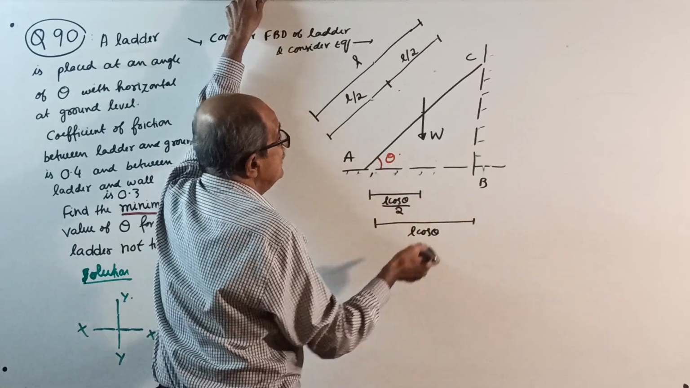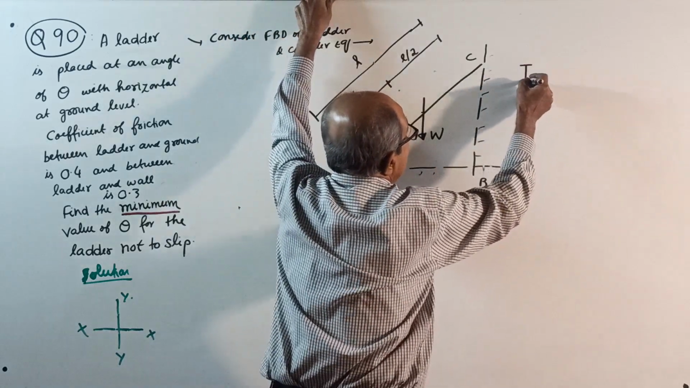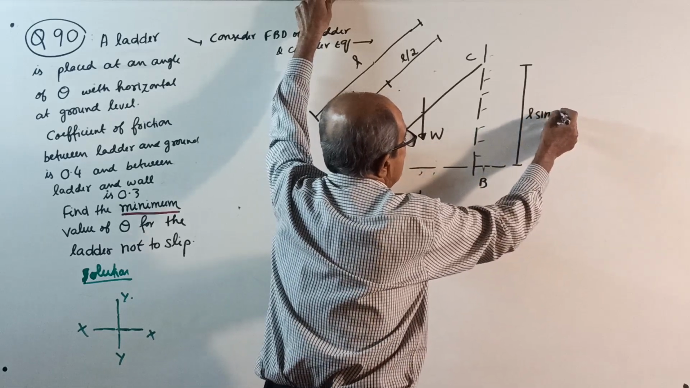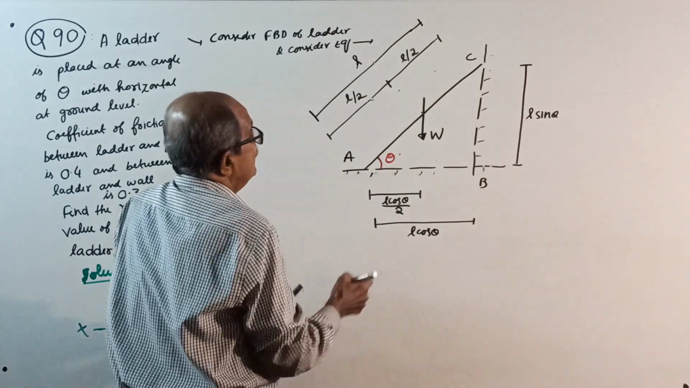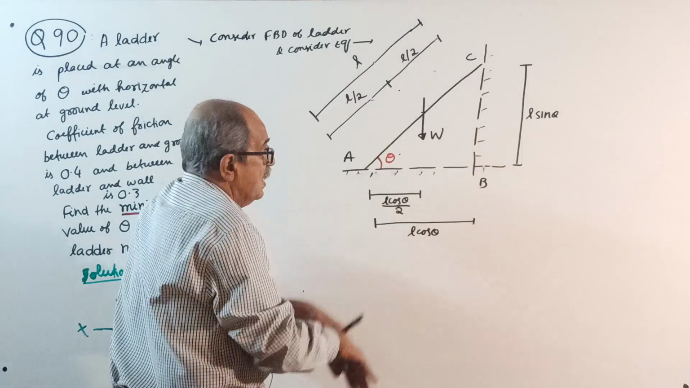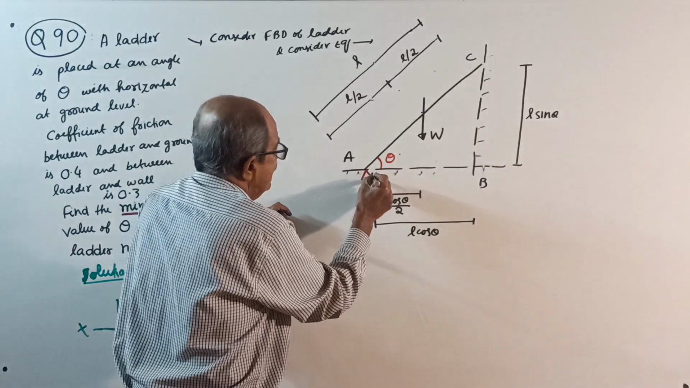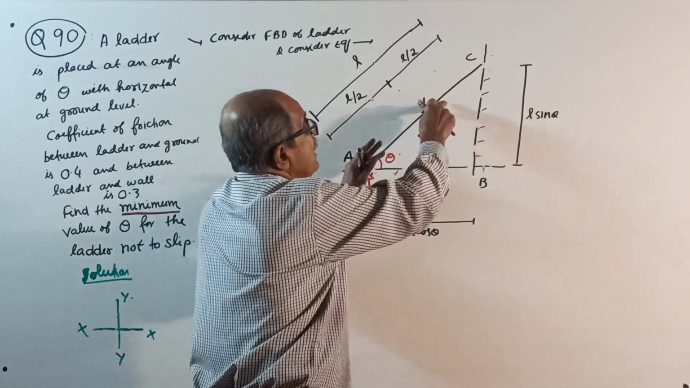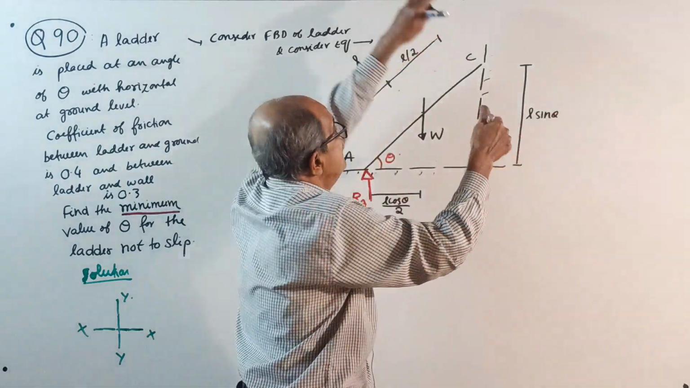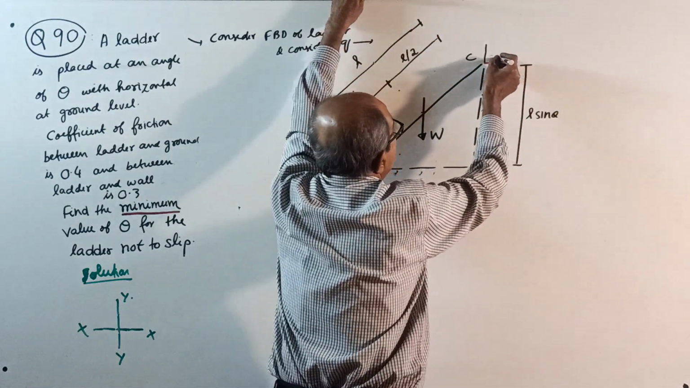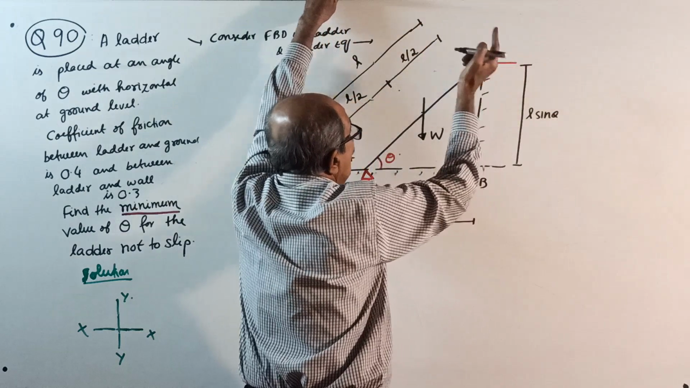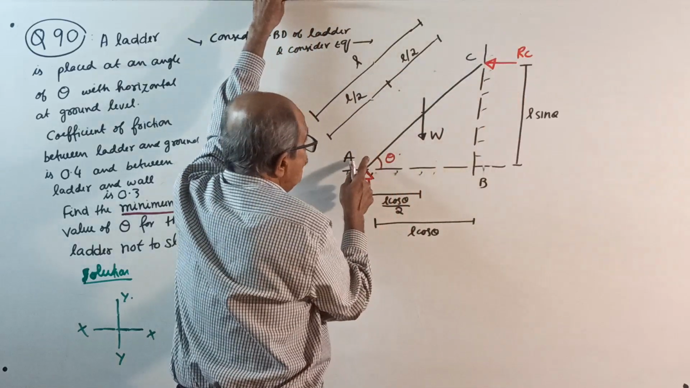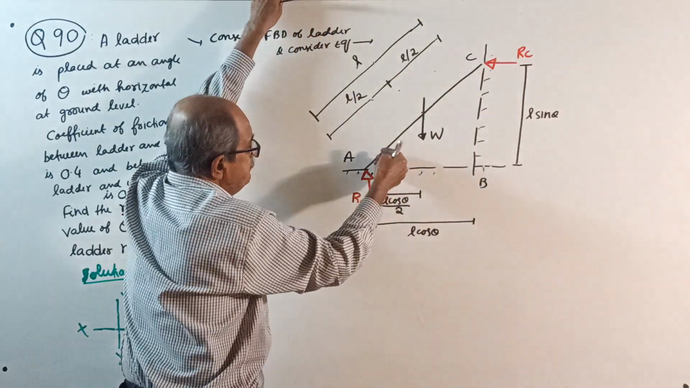That side is the same. And this height will be L sin theta, L into sin theta. Now reaction, see here. Ladder will press the ground down, so on the ladder there is an upward reaction RA. Ladder will press the wall to the right side, so there is a reaction this way. This is the reaction on the ladder from the wall. This is RC. When this ladder slips, it will slip this way.